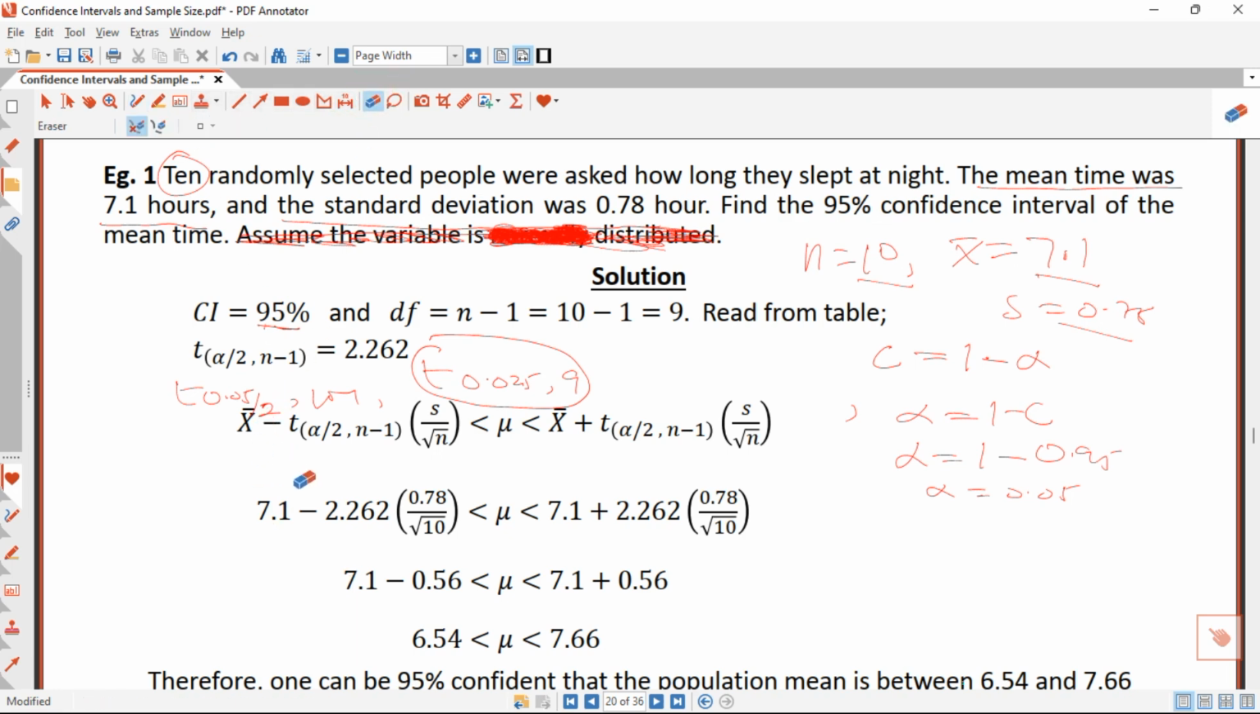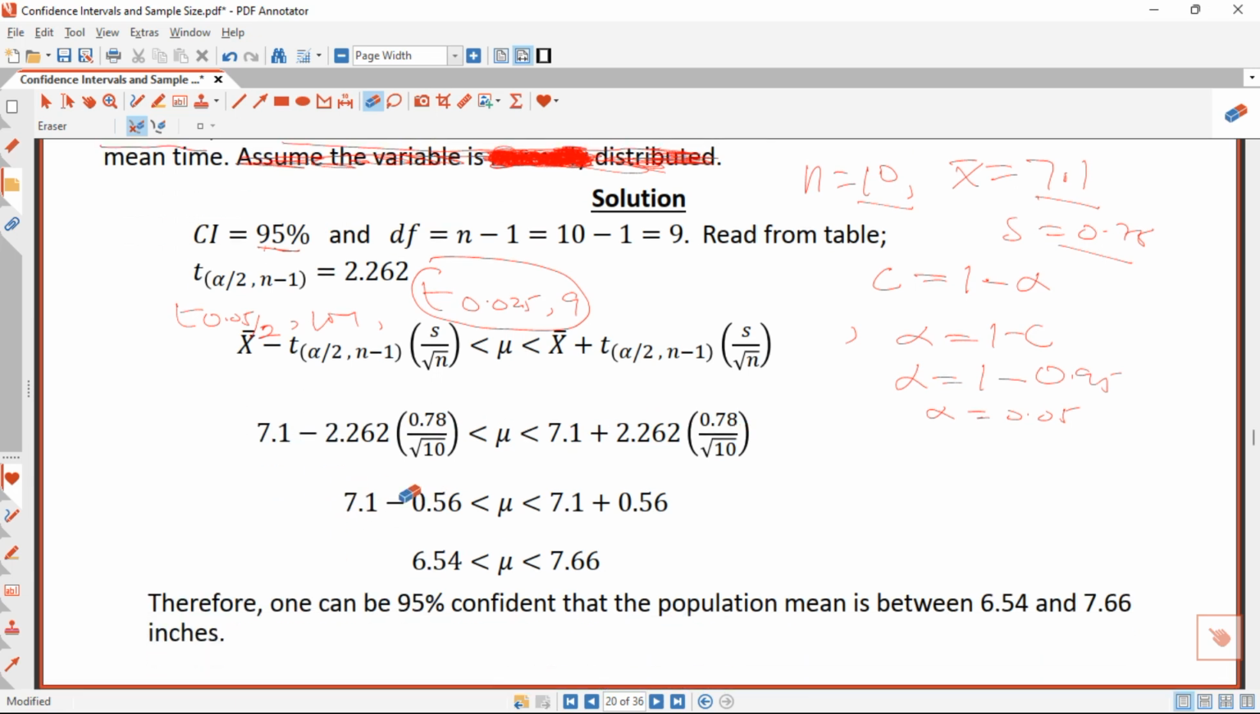Our sample mean is 7.1, and our t subscript alpha divided by 2, comma n minus 1 is 2.262. Our s is 0.78, as you can see here, and our n is given as 10, so the square root of 10 here. So we have less than 7.1 plus 2.262 times 0.78 divided by square root of 10, right? So we are just going to add this one and subtract this one from that one.